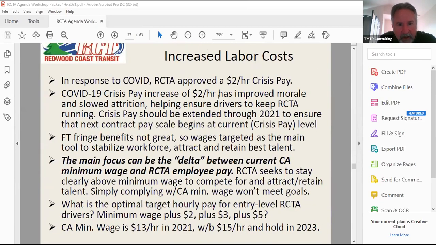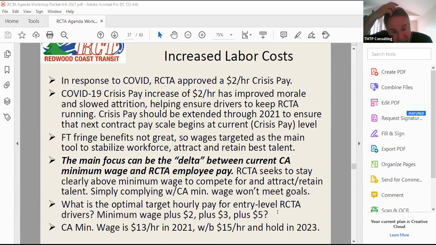Speaking to that, the focus is the delta between what the current minimum wage is and what our RCTA entry-level employees make. One of the things that we want the board to think about is what's the proper delta? What's the target between minimum wage and our drivers, considering the level of responsibility, the drug testing, everything they go through to drive for us that they wouldn't if they were just working any normal service job. So would it be minimum wage plus $2 an hour, three, five? That's what we want to get a feel from you guys for.